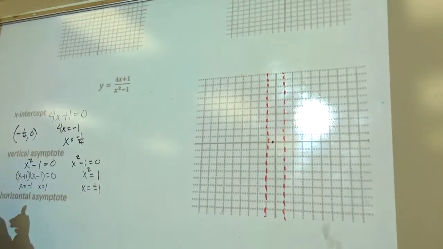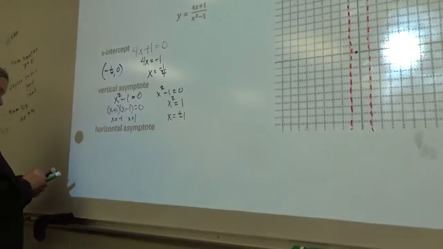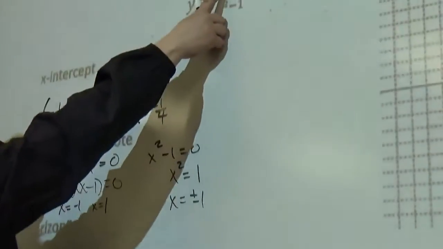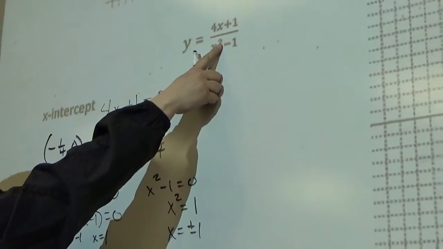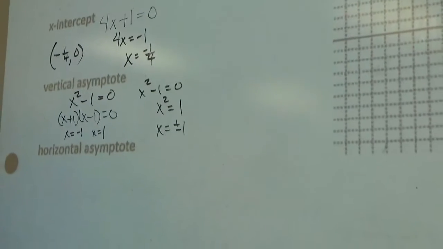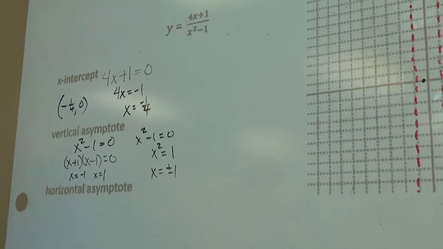So let's find our horizontal asymptote. How do you find the horizontal asymptote? By comparing the degrees. So here degree 1, here degree 2. So it's smaller in the numerator than it is in the denominator. And when it's smaller in the numerator, it's y equals 0.